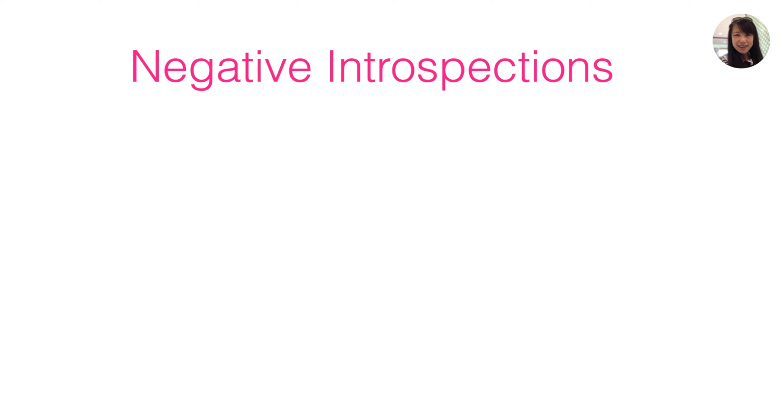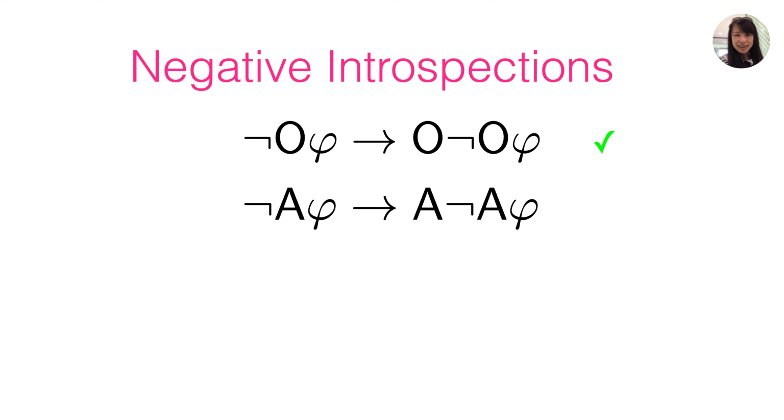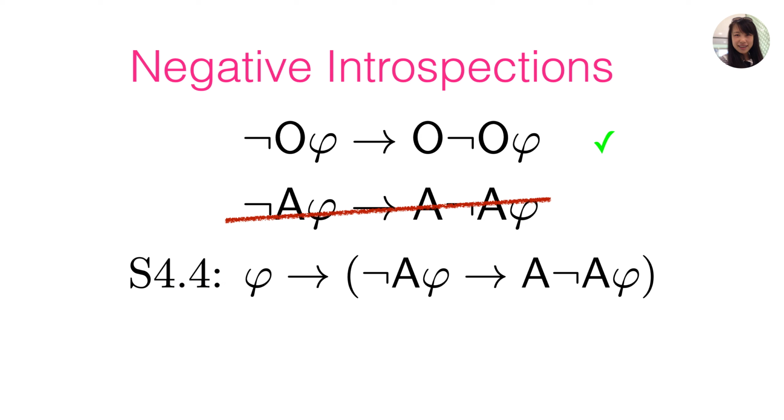So let me summarize the negative introspections for these two modalities. For omniscience, the negative introspection holds true. And for attainable knowledge, the negative introspection does not hold. And perhaps we can look at a weaker form of the negative introspection for the attainable knowledge, which is S4.4, where phi has to be true. So in this form, even though it is weaker, it turns out that it also does not hold.